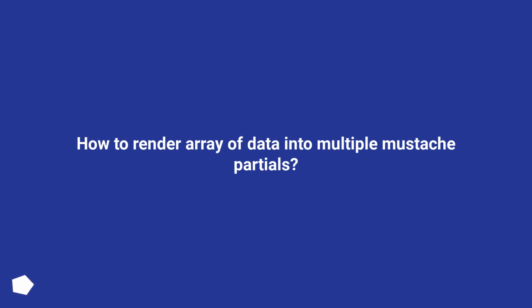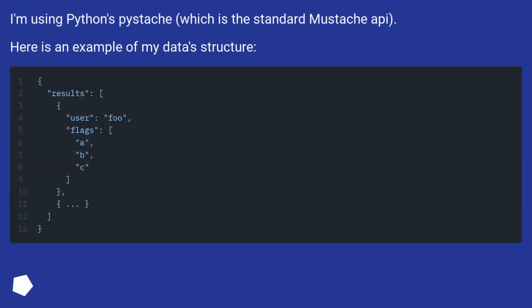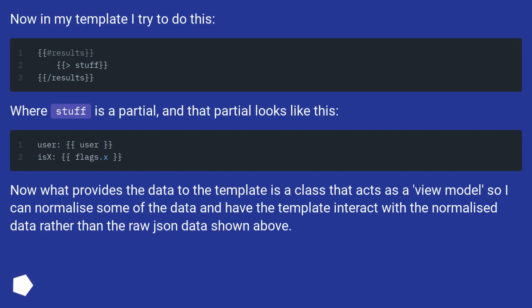How to render an array of data into multiple mustache partials? I'm using Python's pystache, which is the standard mustache API. Here is an example of my data structure. Now in my template I try to do this, where stuff is a partial, and that partial looks like this.